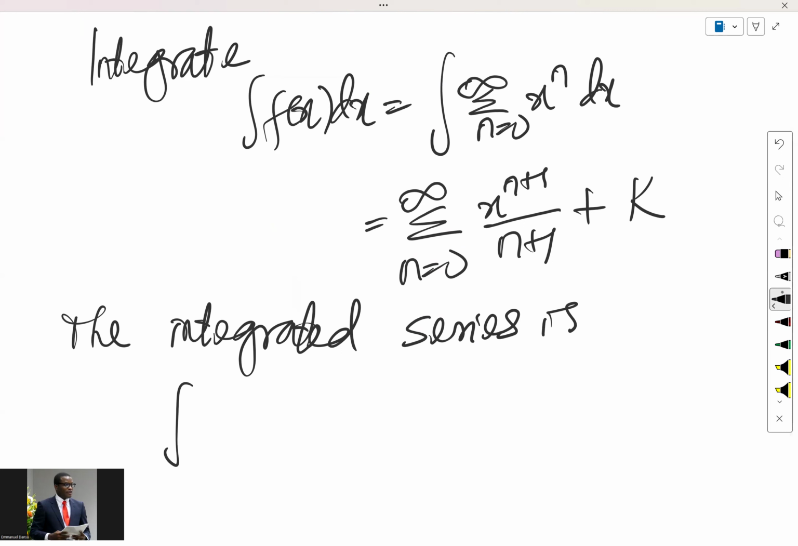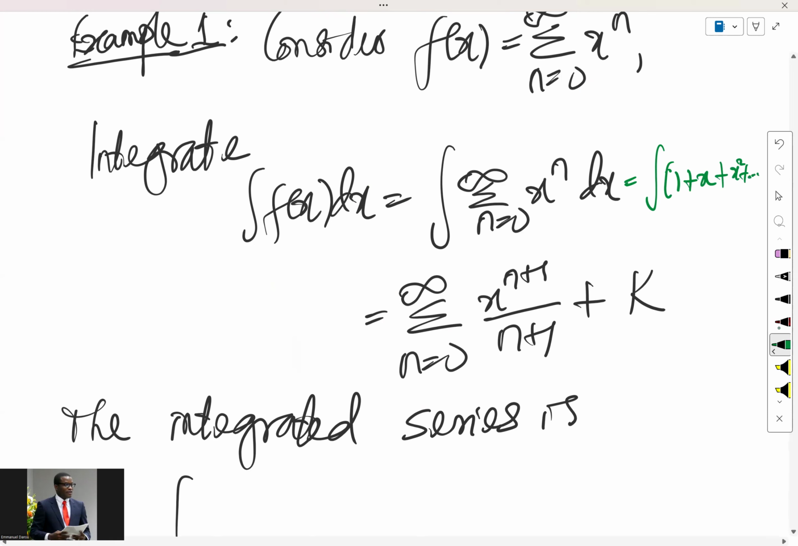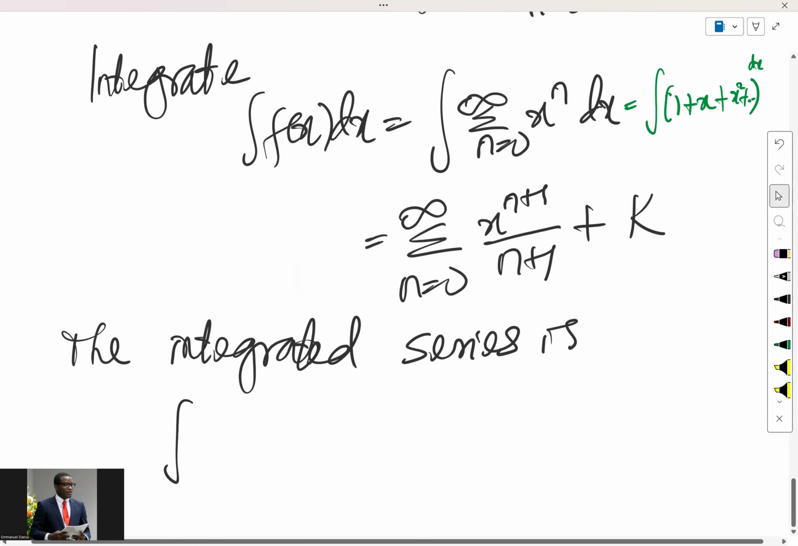Okay, normally, this integral, let me make that statement. This is like a geometric series. Let me just do a bit of expansion. So that's the integral of, when n is 0, you have x raised to 0, that's 1. When n is 1, you have x. When n is 2, you have x squared, and so on and so forth, dx.